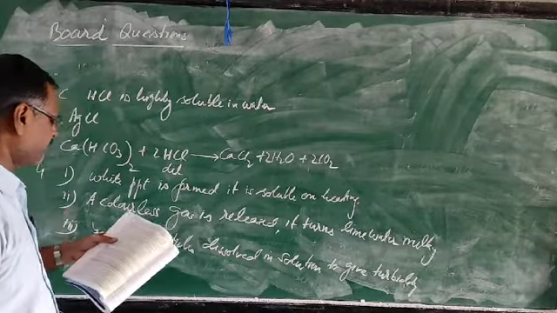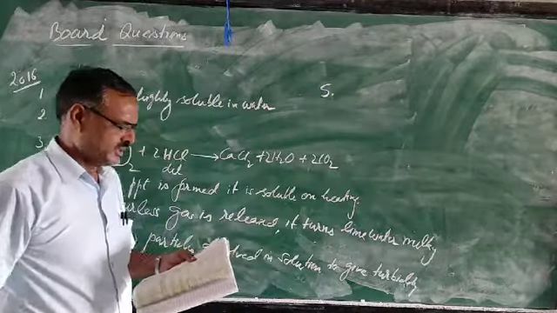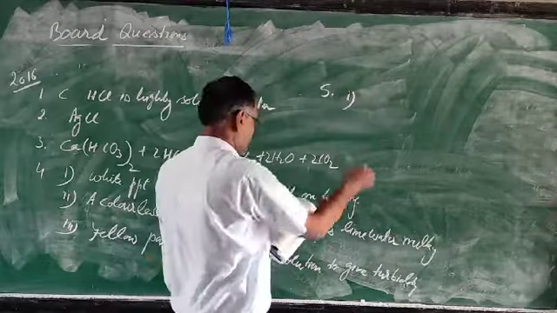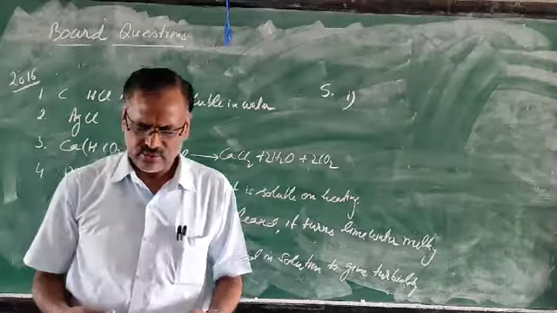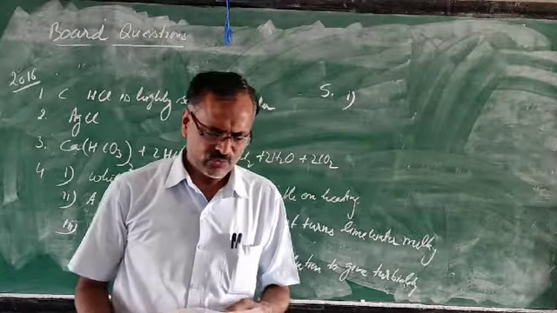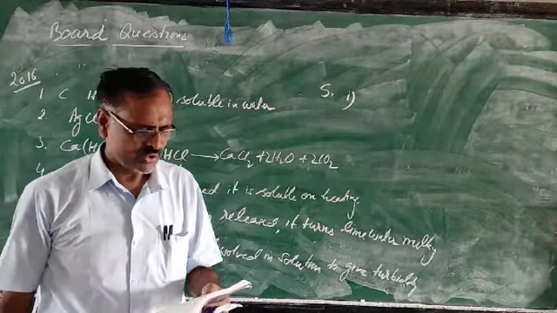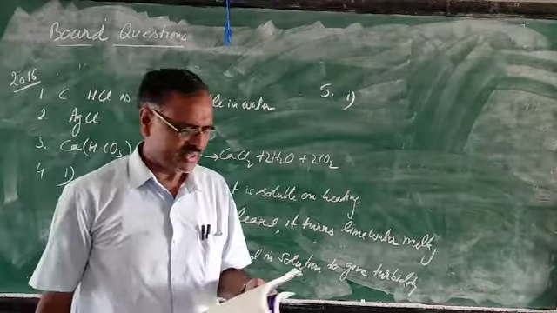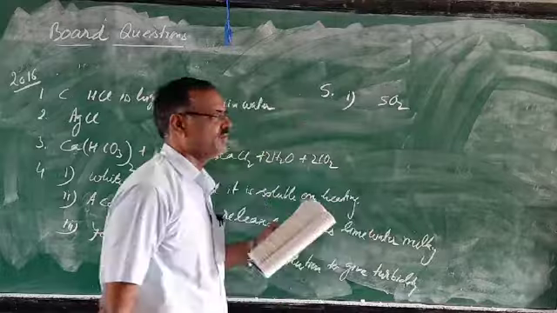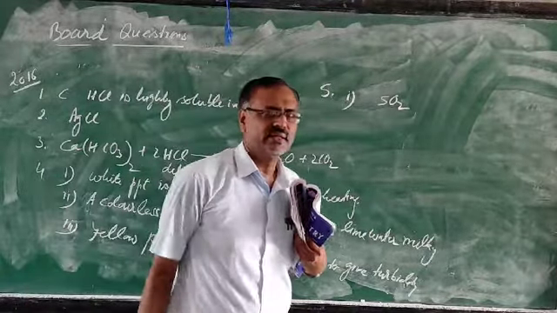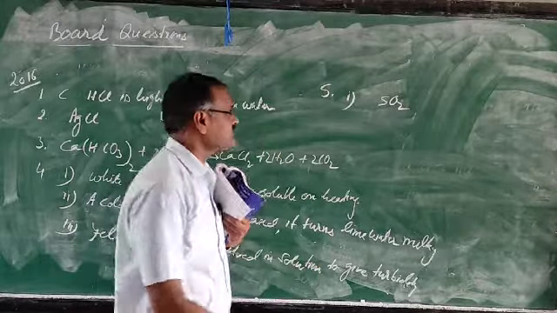So now the fifth one. In the fifth one, two parts are given. Identify the gas evolved and give the chemical test when dilute hydrochloric acid reacts with sodium sulfide. In the sodium sulfide, sulfur dioxide gas is formed, and the test for this gas is that when it is passed through acidified potassium permanganate, the purple color changes to colorless.